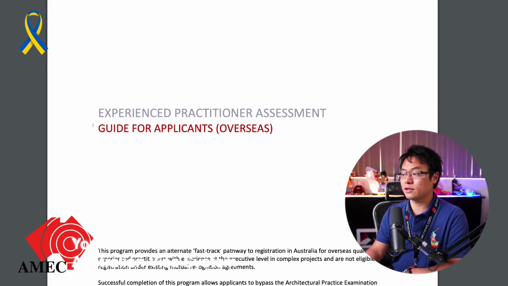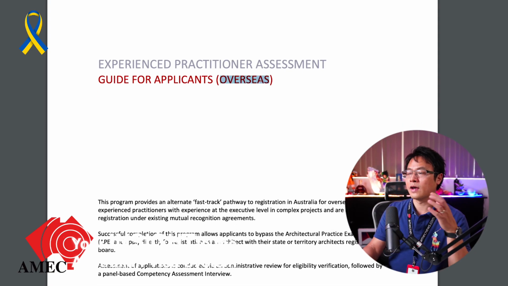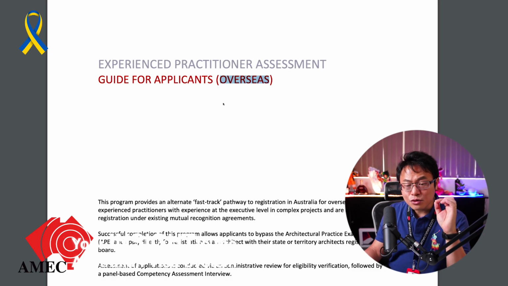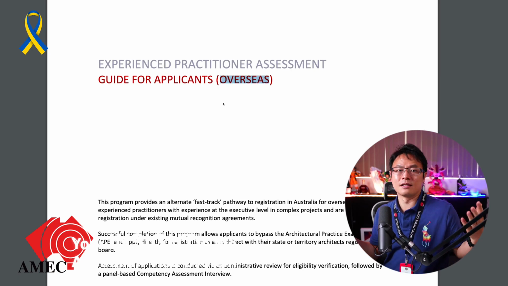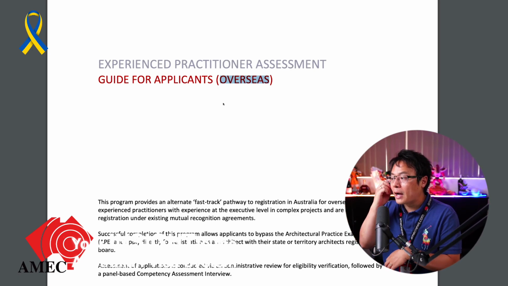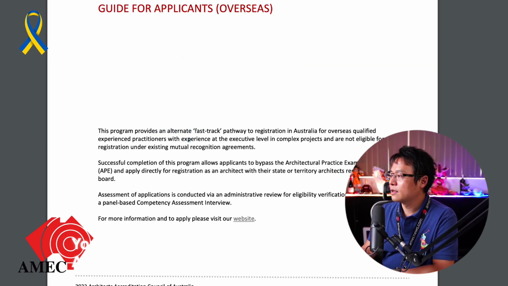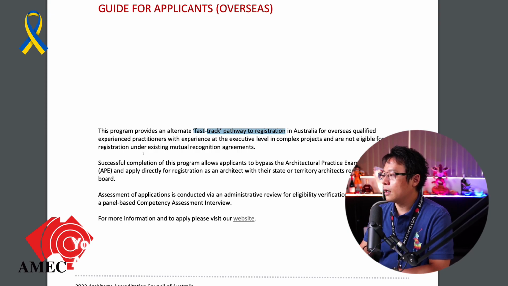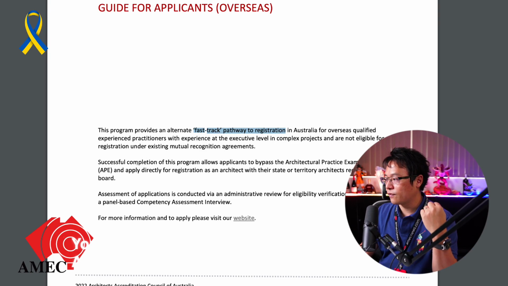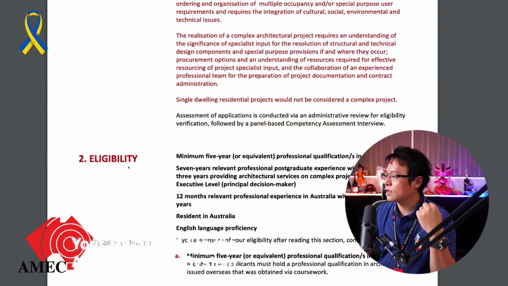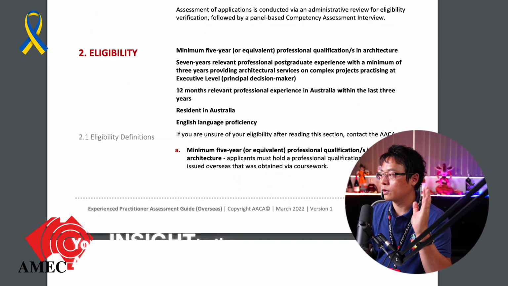So this is for experienced practitioner assessments. So mostly for overseas, because if you are an experienced practitioner in Australia, that would be a little bit weird, because you should already have your visa, and then obviously you don't need to get migration assessed anyway. So this program provides an alternate fast track pathway. Basically, you've got to be very experienced in the field as an architect. So what do they do? Let's skip through the intro, but eligibility here is what people normally want to see.